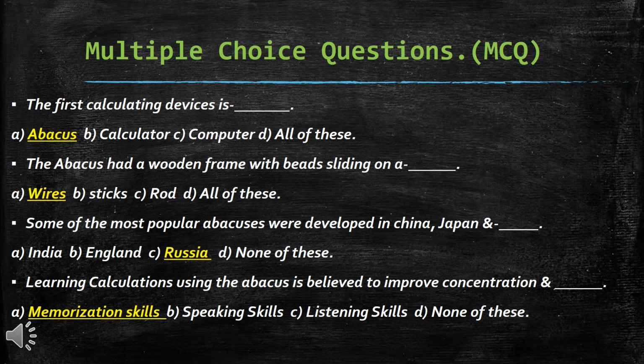The next one is, learning calculations using the abacus is believed to improve concentration and dash. The options are memorization skills, speaking skills, listening skills, and none of this. The answer is memorization skills. That means abacus helps us to improve our concentration as well as memorization skills, that is the memory skills.